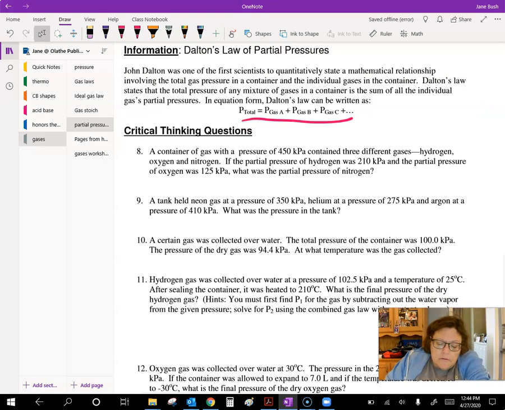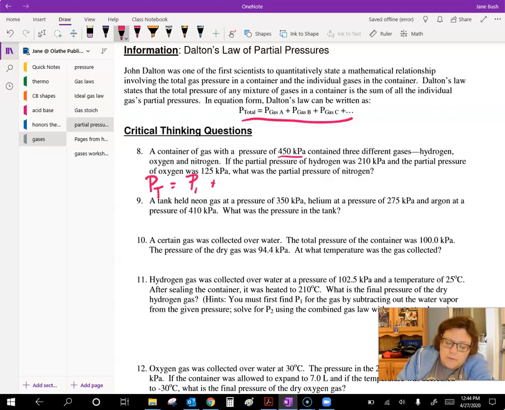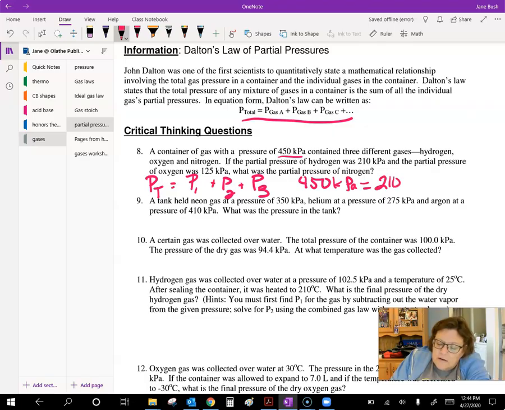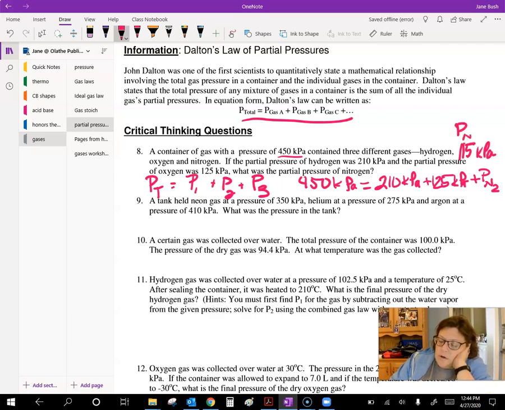All right. So we have a container that has a gas pressure of 450. That's your total pressure. And it has 3 different gases. So we know pressure total is going to be equal to pressure 1 plus pressure 2 plus pressure 3. 450 kilopascals is our total. We have hydrogen at 210, oxygen at 125, and nitrogen. So this is going to be pressure of nitrogen. How are you going to solve for that? Well, you simply rearrange it. 450 minus 200 minus 125, and if I've done my math right, that's 115 kilopascals for the pressure of the nitrogen.